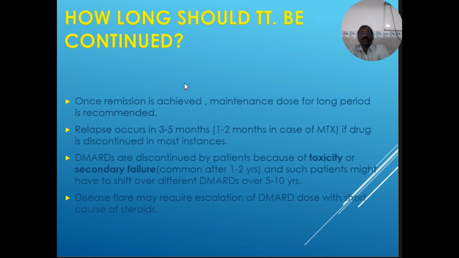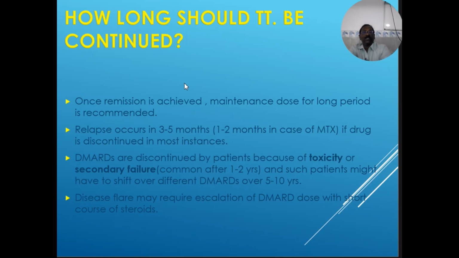Relapse occurs in 3 to 5 months, or 1 to 2 months in the case of methotrexate, if the drug is discontinued in most instances. Again the relapse occurs. So whatever you say, most of our patients don't listen to our words. When they are asymptomatic, they think that they have to stop the drugs because they are asymptomatic. Why should I take the drugs? Then the relapse will occur. Again in the relapse, they come to us.